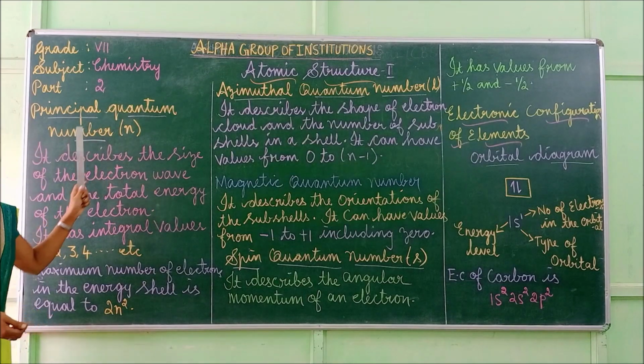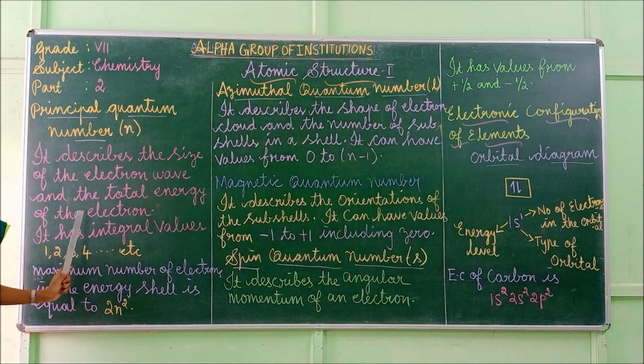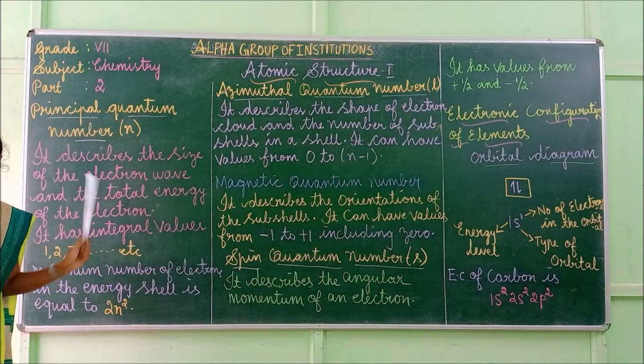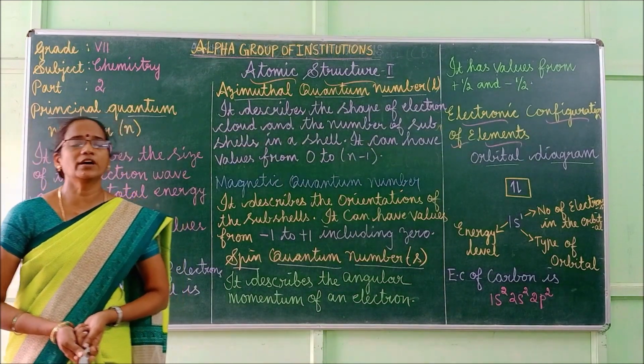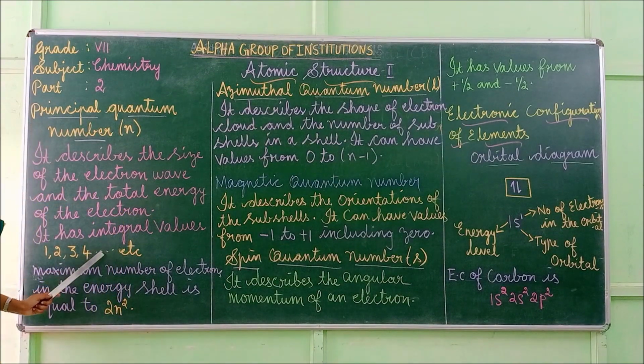So the principal quantum number is represented by the letter n. It describes the size of the electron wave and the total energy of the electron. It has integral values 1, 2, 3, 4, etc. So what is the principal quantum number? It describes the size of the electron wave and the total energy of the electron. You have to mention its integral values also.